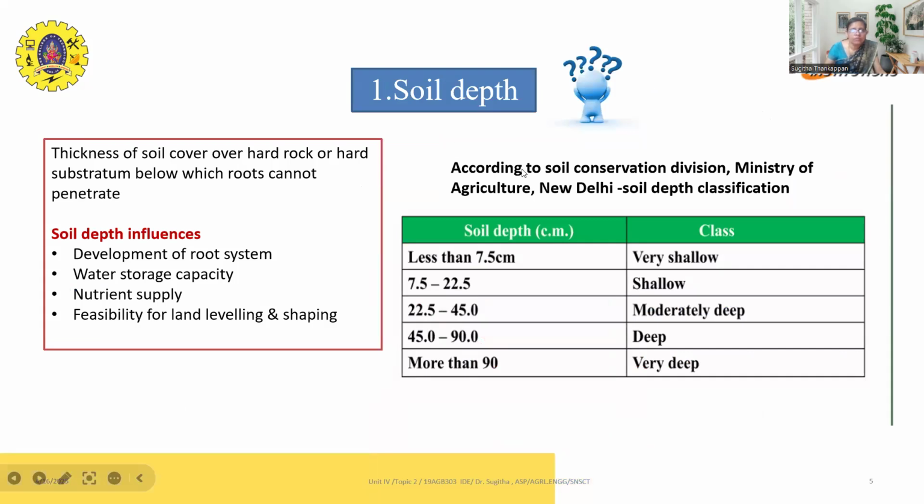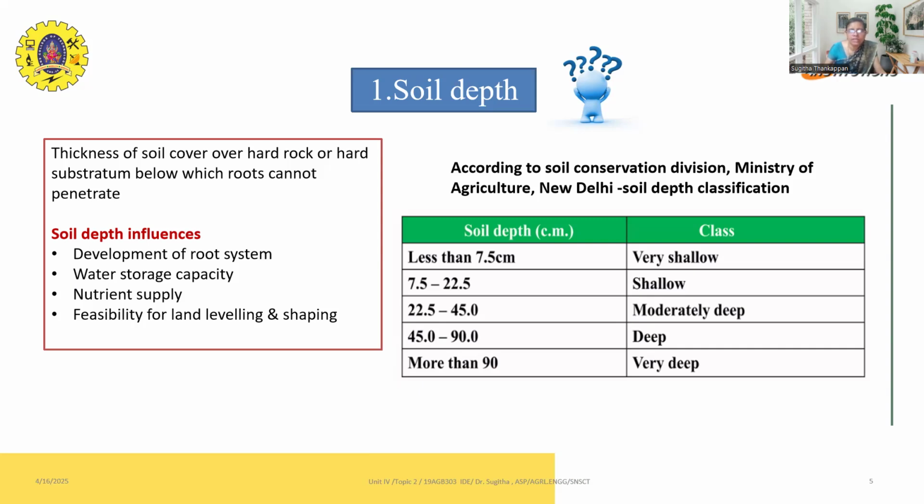So the first physical property is soil depth. So what is soil depth? If you take any soil, the root can penetrate up to a certain level. Beyond that, you can find some hard substratum which will prevent the penetration of the root. So the thickness of soil cover over a hard rock or any hard substratum, beyond which the root cannot penetrate, we call that soil depth.